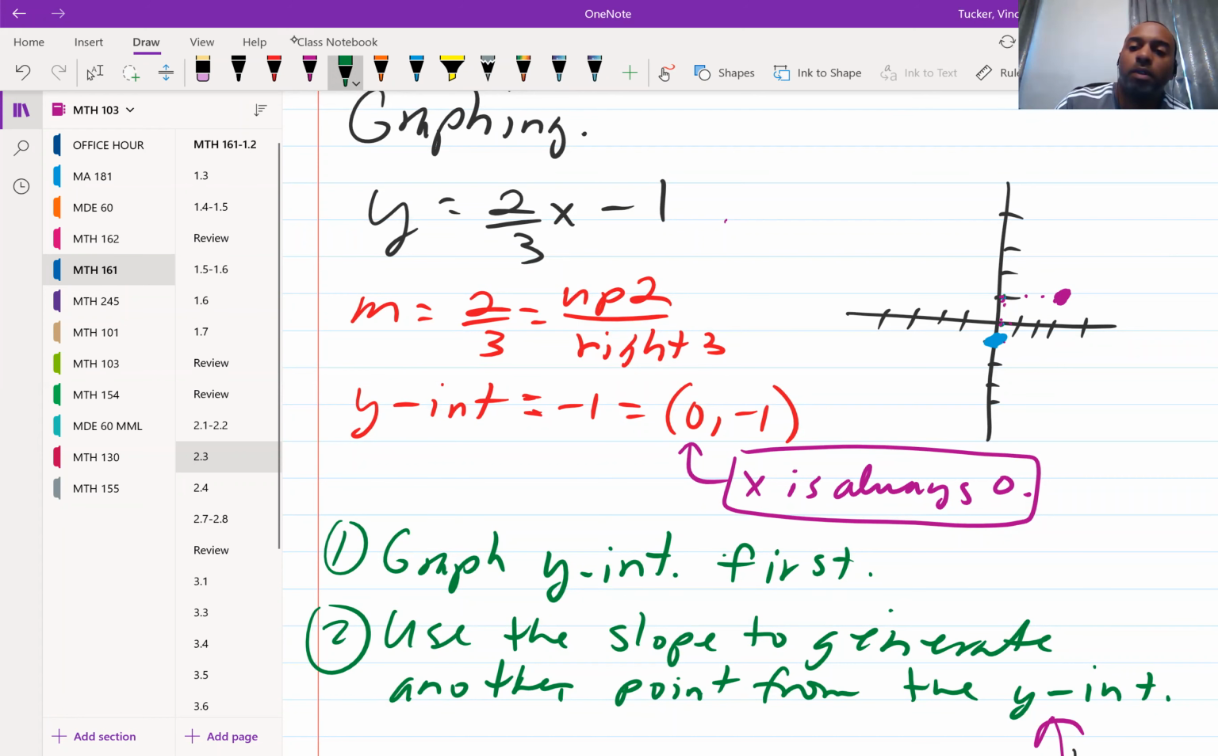Okay. Once again, you generate a point from the y-intercept, not from the origin. So a lot of people make a mistake and they'll go to the origin with their slope directions. Remember, the slope is not a point, it's a set of directions. You're going to go up 2, right 3, but you're going up 2, right 3 from the y-intercept. Okay. And then from there, you have your line. Questions on that?